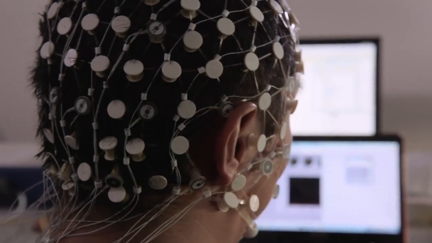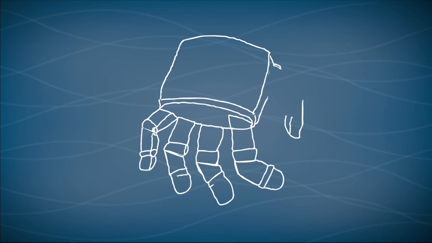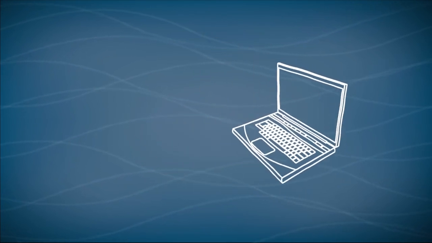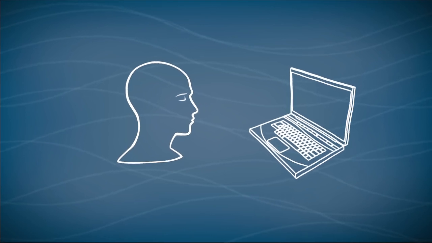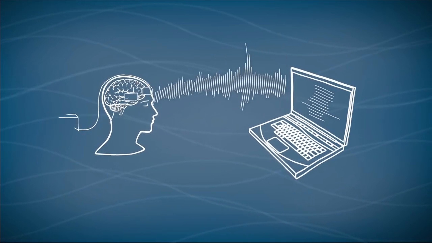We can use this technology to help people with limited mobility to operate certain devices, for example, a prosthetic hand or a wheelchair or a computer. If you can't use the keyboard, you can use this technology by using your brain signals.